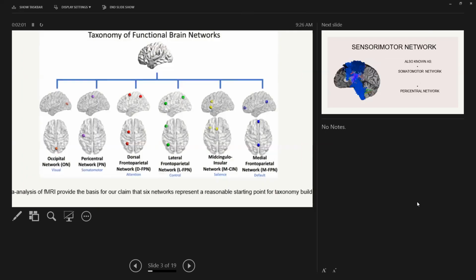The first network is the occipital network, also known as the visual network. The second one is the pericentral network, also known as the somatomotor network. The third one is the dorsal frontoparietal network, that is the attention network. Then the next is the lateral frontoparietal network, that is the control network. Then there is the mid-insular network, that is the salience network. And the last one is the medial frontoparietal network, that is the default network.